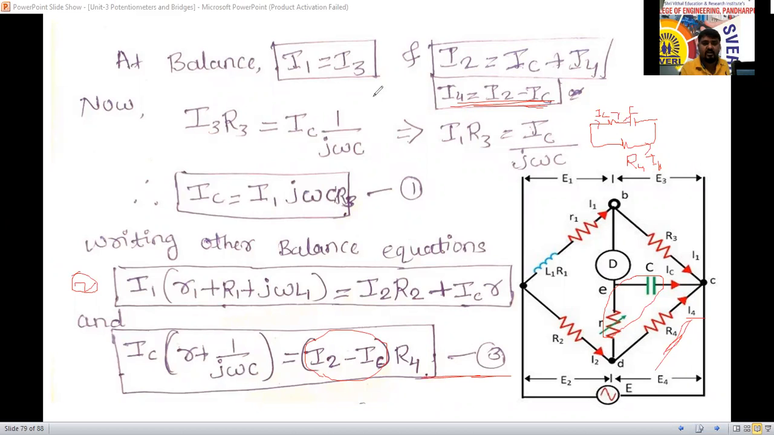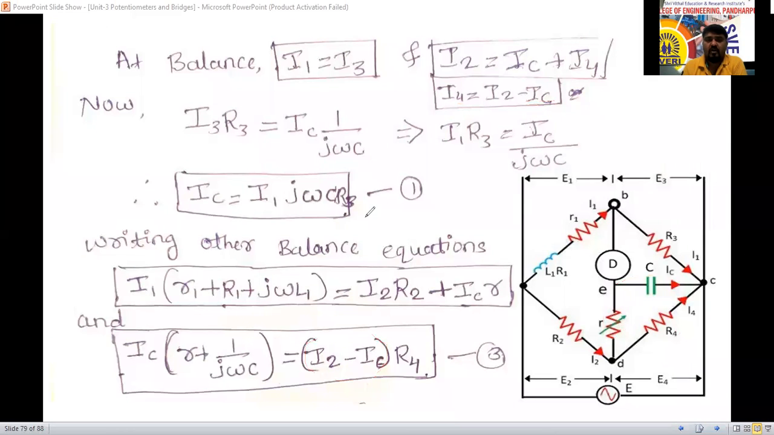You can take a screenshot of this one. Take the screenshot and keep it open. Whenever I ask what equation number 1 is, what equation number 2 is, what equation number 3 is, you have to tell that. Still it is not yet completed. The derivation is not yet completed. Remember that. So we have derived 3 equations, 1, 2 and 3, at balanced condition.